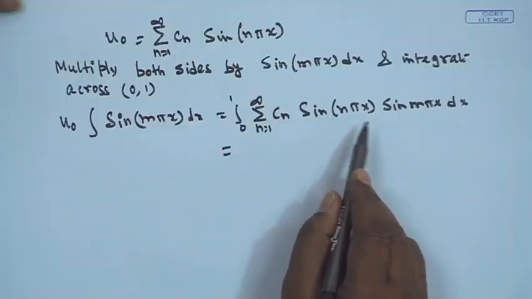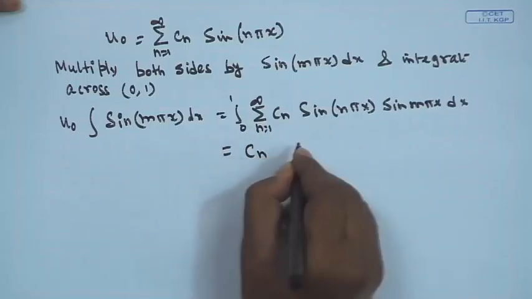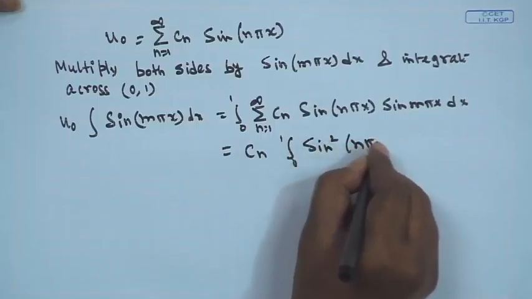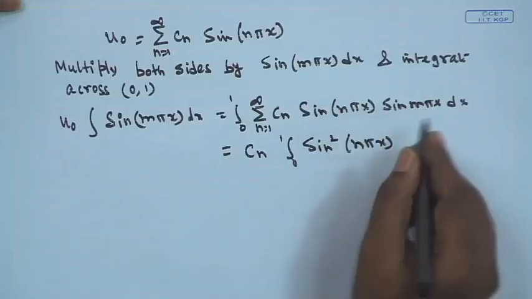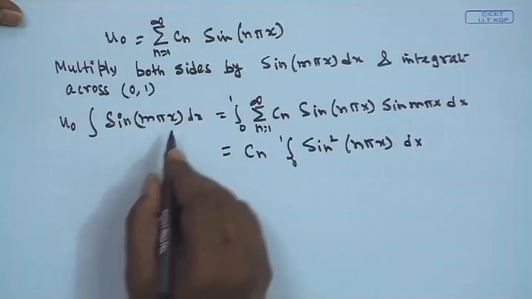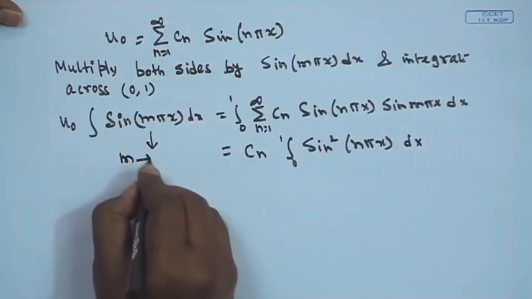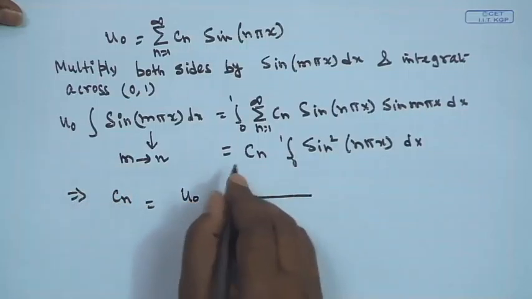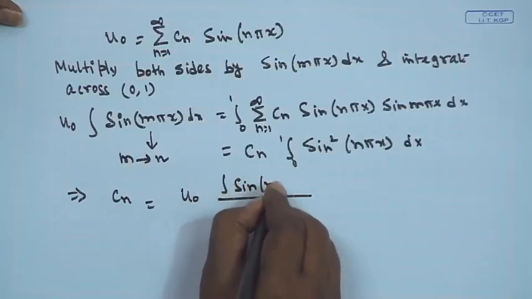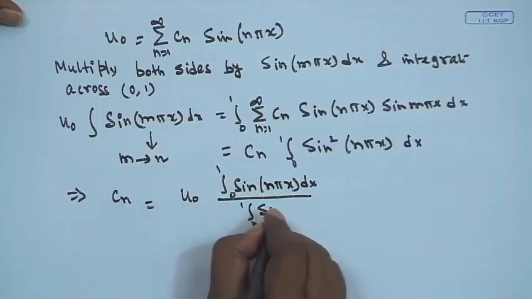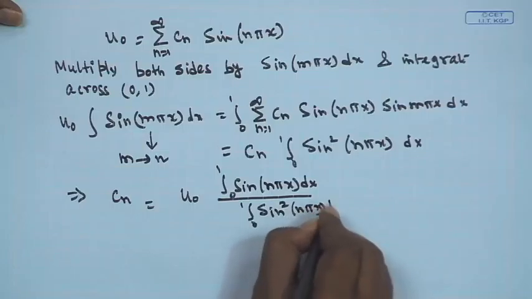So, only one term will survive in this infinite series on the right hand side, that will be m equal to n. So, C n times the integral from 0 to 1 of sin square n pi x dx, when m is equal to n. And now, we change the running variable m into n. So, what we will be getting is C n is equal to u 0 times the integral from 0 to 1 of sin n pi x dx, divided by the integral from 0 to 1 of sin square n pi x dx.